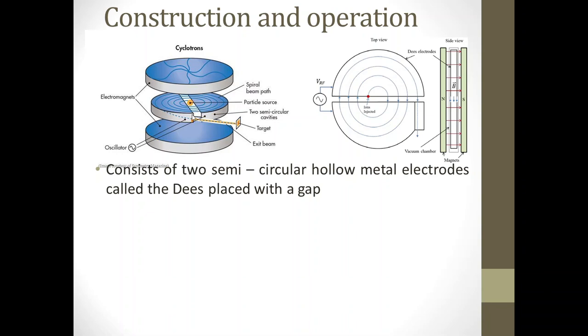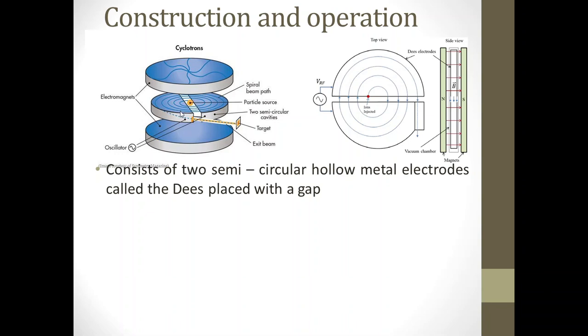So the semicircular Ds, because of the shape, we call them the Ds. And the particles move in circular paths inside the Ds. So this is hollow inside, you should be able to make out. And these are the two electromagnets which give rise to a magnetic field perpendicular to the path of the particles. That means the path of the particles is nothing but within the Ds. So we can say the magnetic field is perpendicular to the plane of the Ds.